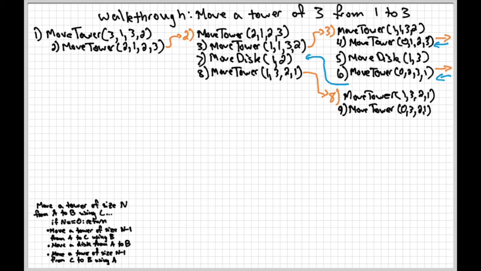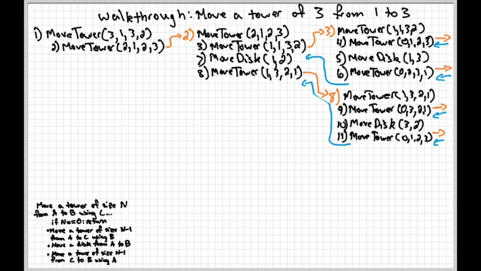Okay, so we see that we need to move that subtower of size 1 that we had moved out of the way. Now we need to move it to its destination. So we're going to be moving a tower of size 1 from 3 to 2 using 1. Of course, that involves first moving a tower of size 0, which we just bounce back, and then can move the disk from peg 3 to peg 2. Once again, this kind of meaningless recursive step on tower of size 0, and then we can bounce back. So at this point, we've successfully moved the tower of size 2 from peg 1 to peg 2 using peg 3.